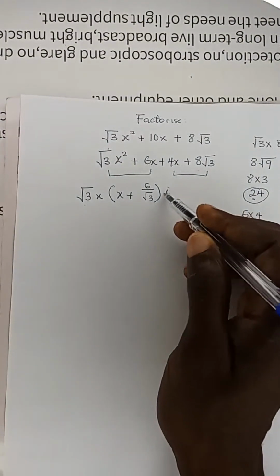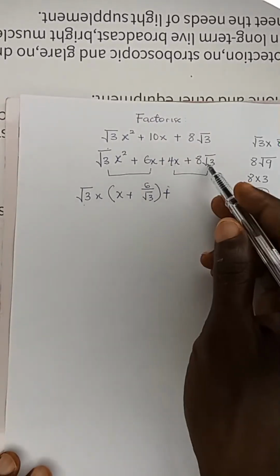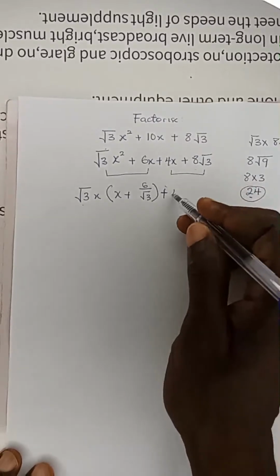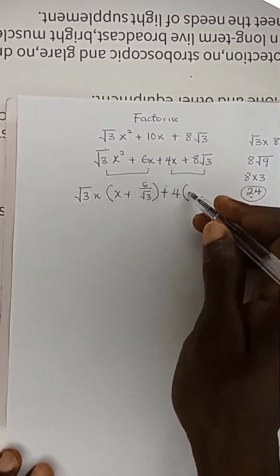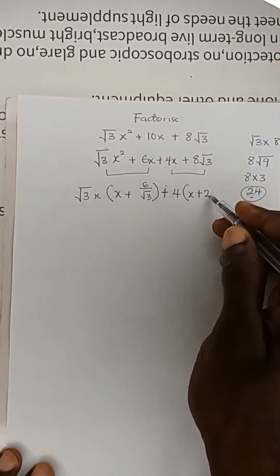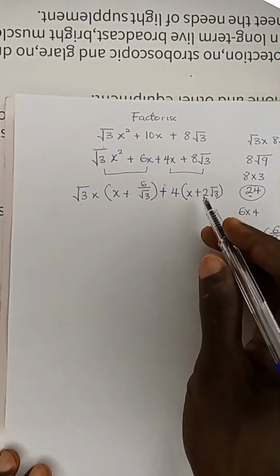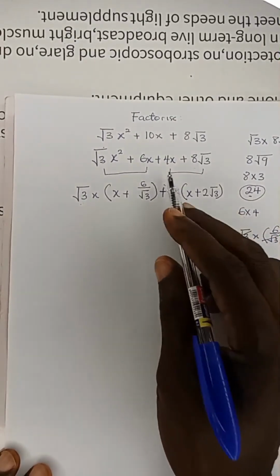All right, so for the second pair, we look for what is common. 4 is common here. The common factor here is 4. So if we have 4, we have x left here. And then in this place, what do we have? We have 2 root 3. That is what we have here. By the time you open these brackets, 4 times x will give us 4x.